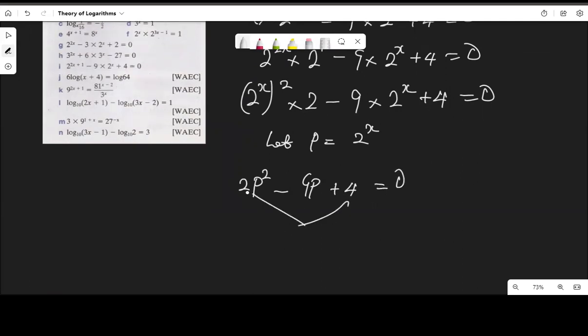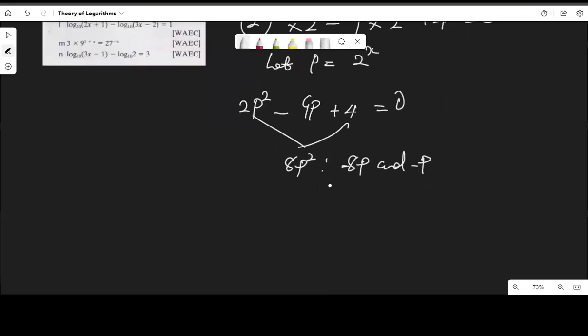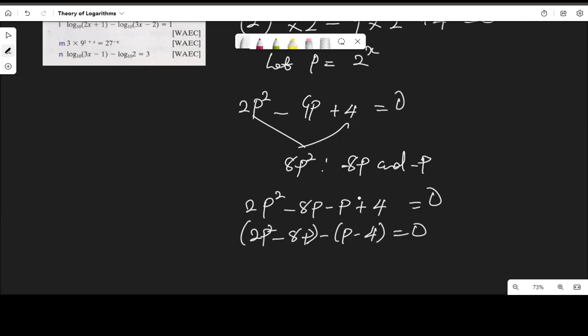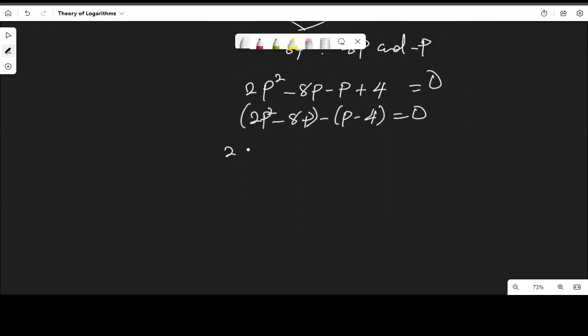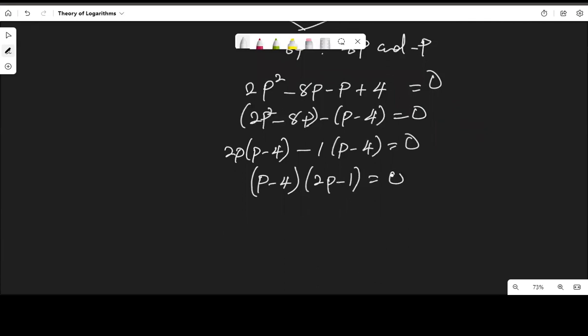Again, we arrive at a quadratic equation. 2p squared times 4 is 8p squared. Two factors of 8p squared that can add up to 9. That should be 8 and 1. So 8p and 1p, both of them have to be minus, because we're looking for minus 9. So this equation now becomes 2p squared minus 8p minus p plus 4 equal to 0. If we group it 2 by 2, we have this, and p minus 4 equal to 0. 2p is common here. 2p into p minus 4. Then here 1 is common. P minus 4 equal to 0. We have a common factor p minus 4. Then we'll group the other one together equal to 0.